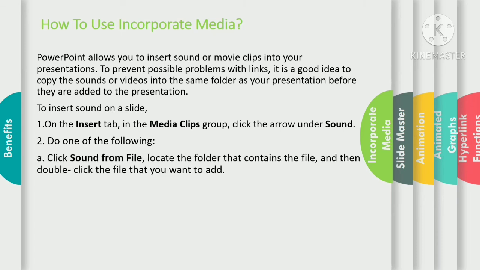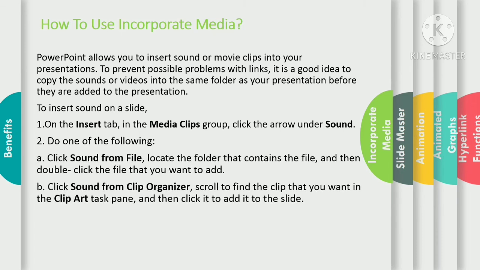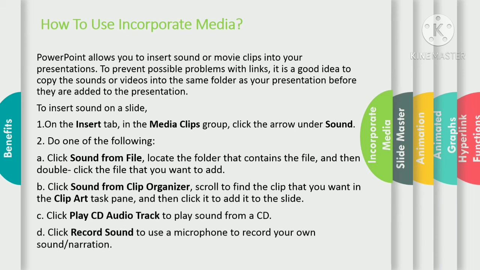Do one of the following. Click Sound from File, locate the folder that contains the file and then double click the file that you want to add. Click Sound from Clip Organizer, scroll to find the clip that you want in the Clip Art task pane and then click it to add it to the slide. Then click Play CD Audio Track to play sound from a CD. Then click Record Sound to use a microphone to record your own sound.